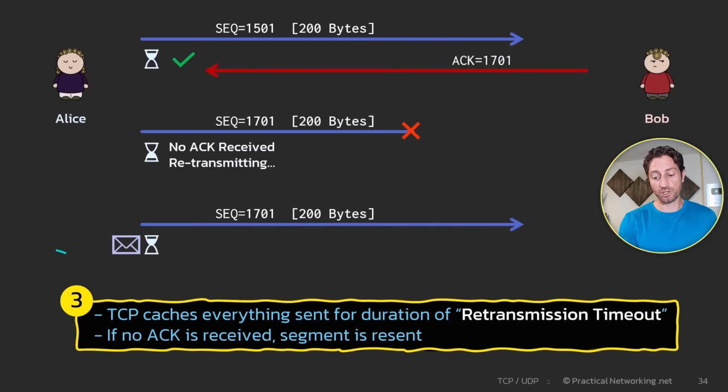She can do this because she kept a copy of that packet in cache. This packet, notice, is identical to the packet that was sent earlier. It's starting from sequence number 1701 and includes the same 200 bytes.